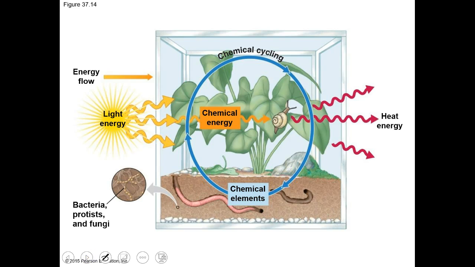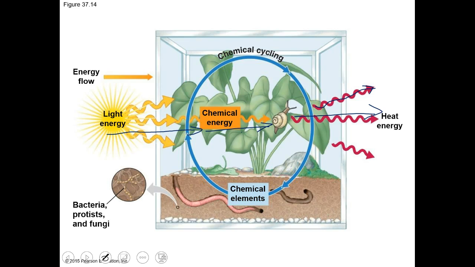So here's an example. We'll have some light energy, it'll get converted to chemical energy by plants, and then little herbivores will come by and eat the sugars in the plant, and then some of that is lost as heat. So it's kind of one direction, from the light energy to the plant, to the little snail, to outside forces that we lose as heat.